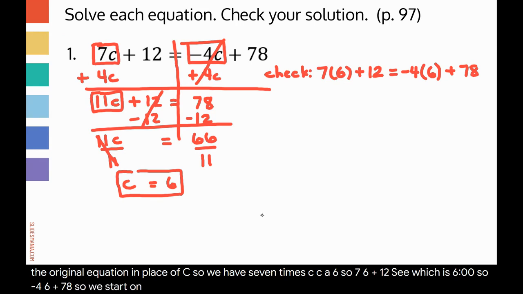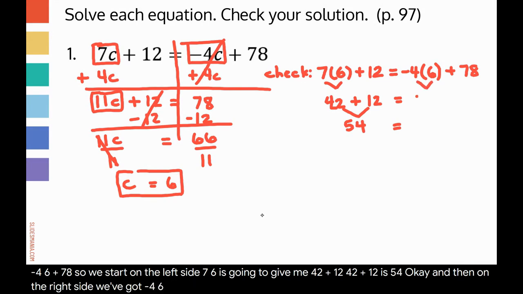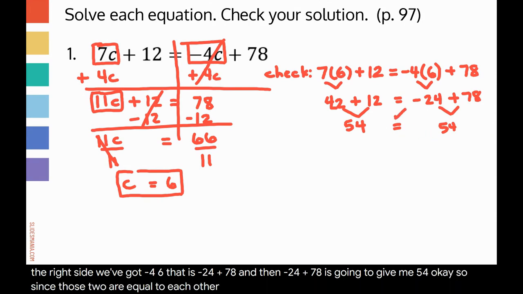Okay, so we start on the left side. 7 times 6 is going to give me 42 plus 12. 42 plus 12 is 54. Okay, and then on the right side, we've got -4 times 6. That is -24 plus 78. And then -24 plus 78 is going to give me 54. Okay, so since those two are equal to each other, it checks. So c equals 6 is the correct answer.